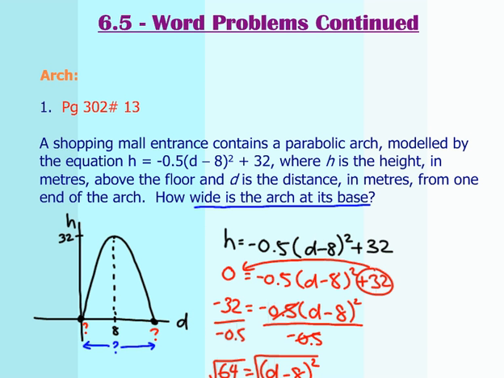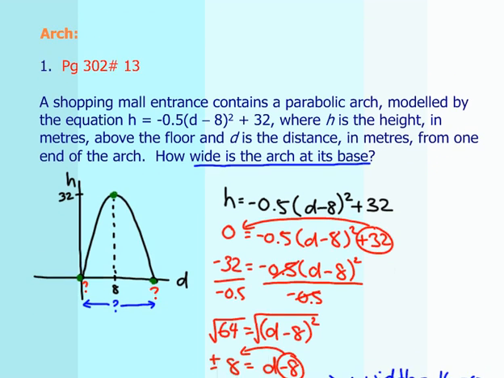Okay, so just from the equation, I noticed that the vertex is at 8 and 32. And I want to find out the two x-intercepts, or in this case the d-intercepts, because that's going to tell me how wide this arc is going to be. And I have two methods for trying to find that.